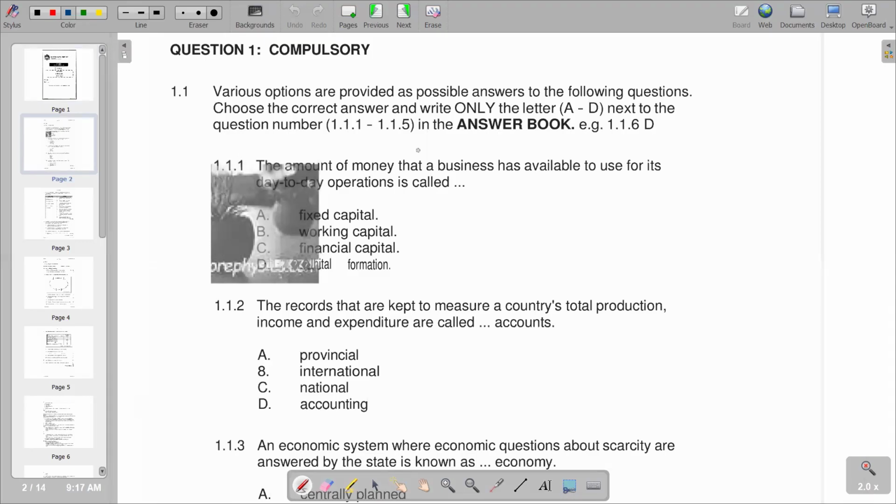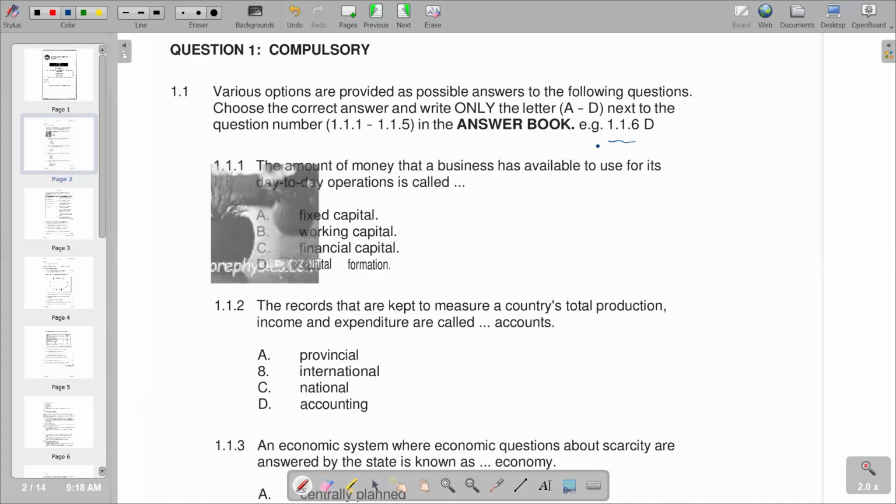So 1.1 reads, various options are provided as possible answers to the following questions. Choose the correct answer and write only the letter A to D next to the question number. That is our 1.1. You are given how to present in your answer book. So moving to our first question, the amount of money that a business has available for use for its day-to-day operations is called.